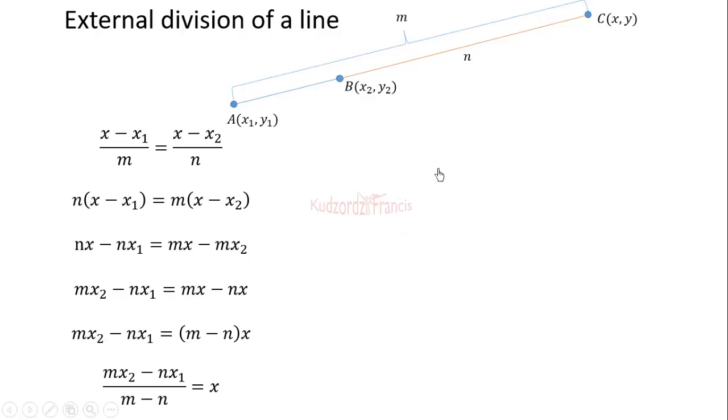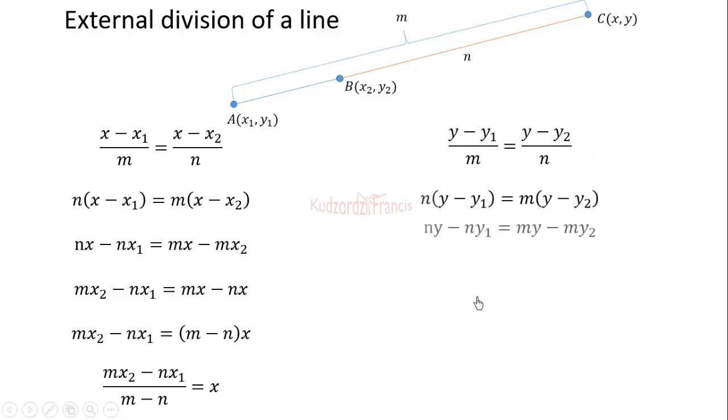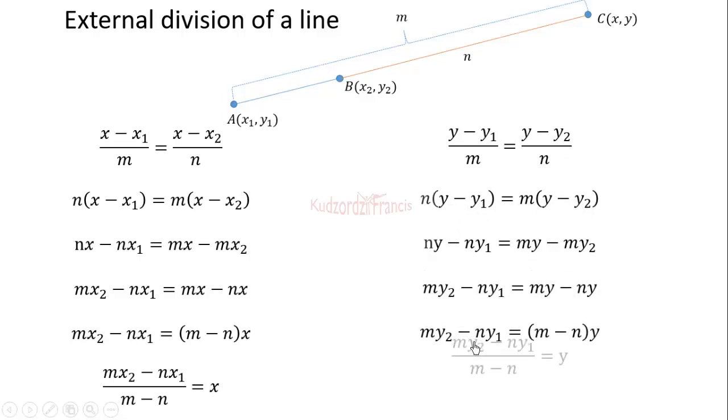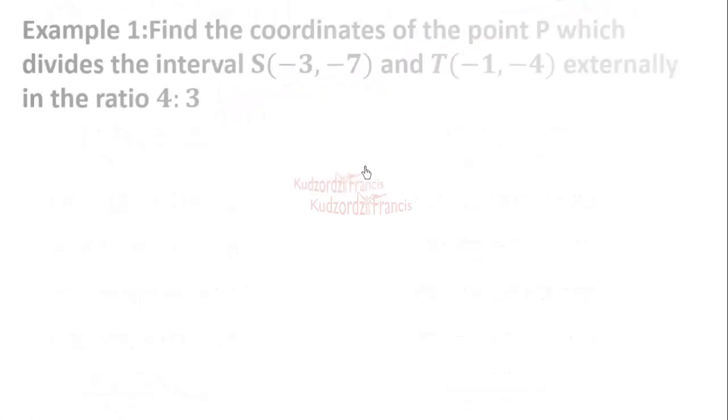So we can use a similar approach to find the y coordinate of C. So when we simplify this one too, we have y to be equal to m times y2 minus n times y1 all over m minus n. So let us see how we can use this one to solve questions. So we have our example here.